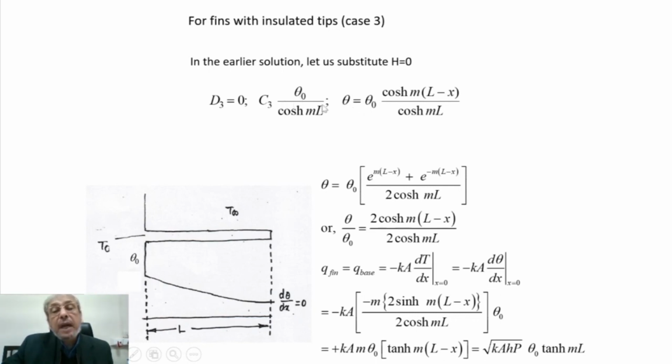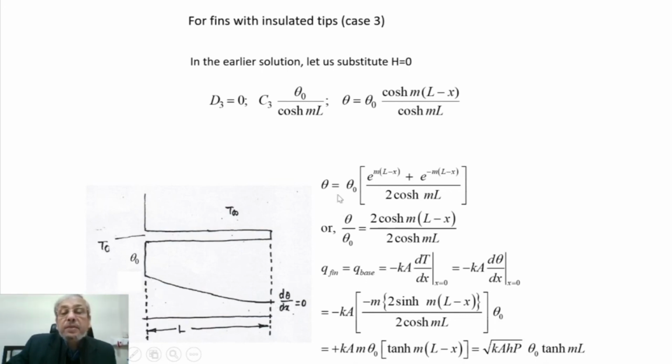C3 is theta naught by cosh(mL). So theta equals theta naught into cosh(m(L minus x)) divided by cosh(mL). This is typically the fin from whose end heat transfer can be neglected. So along the length, everywhere through the extended surface, there will be heat transfer and temperature will come down, but at the end d theta/dx is 0. So here it is theta naught, and here d theta/dx is 0.